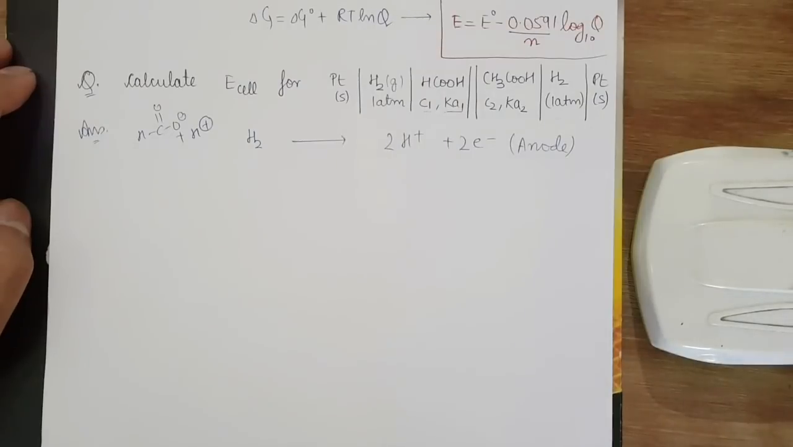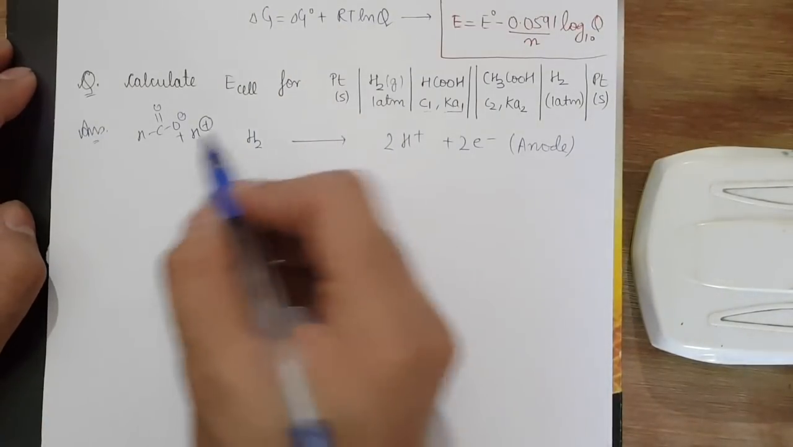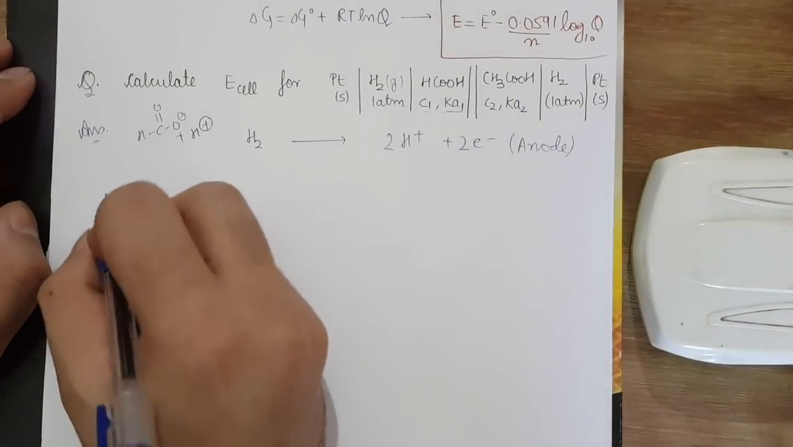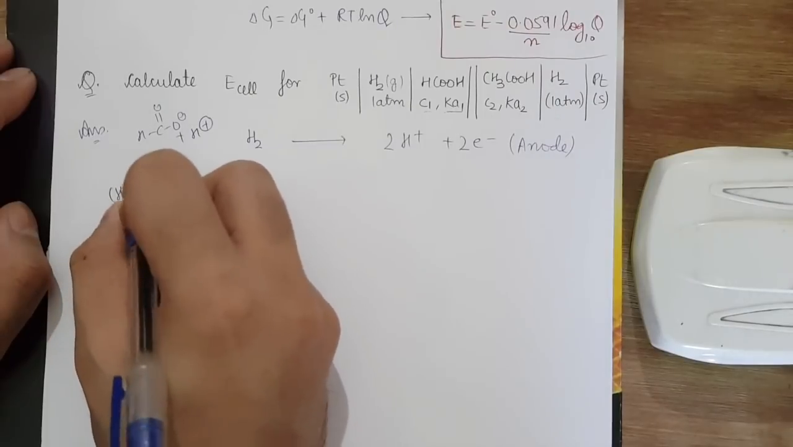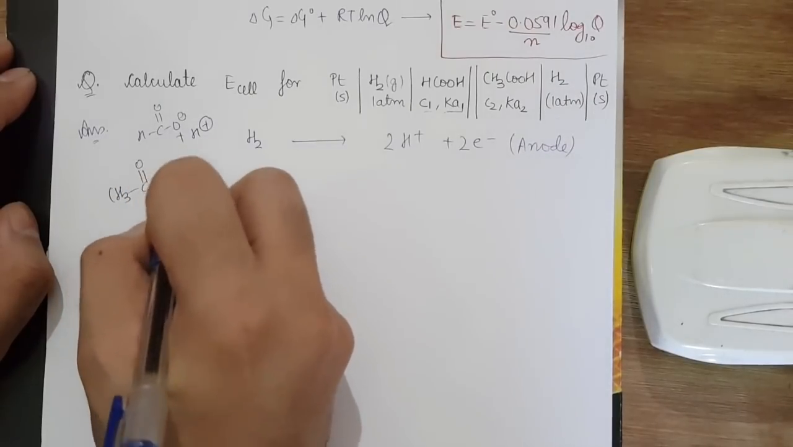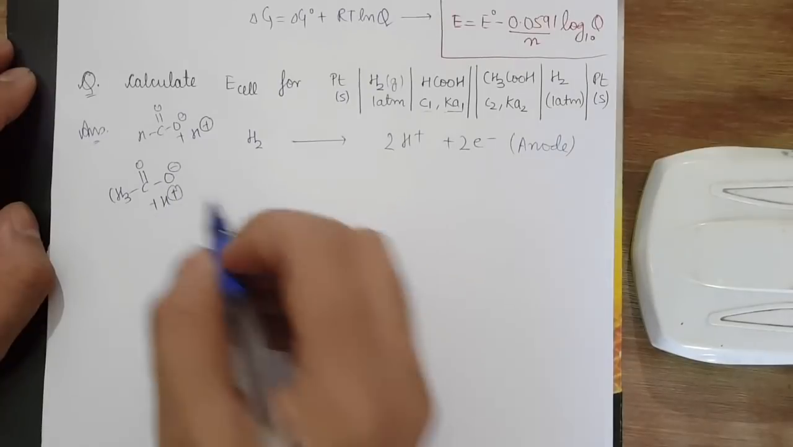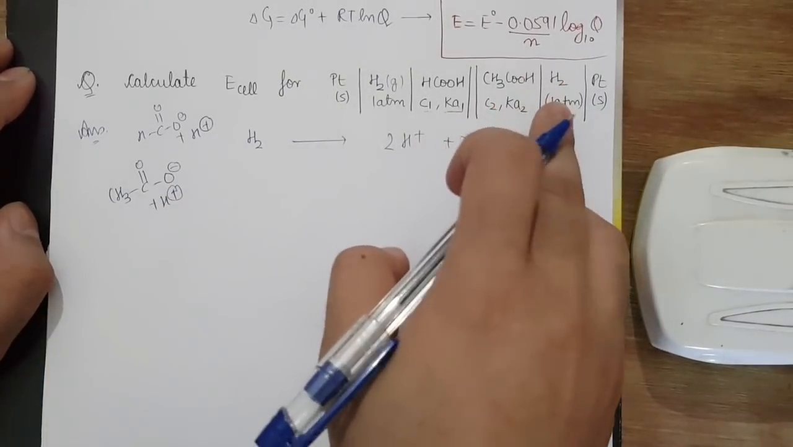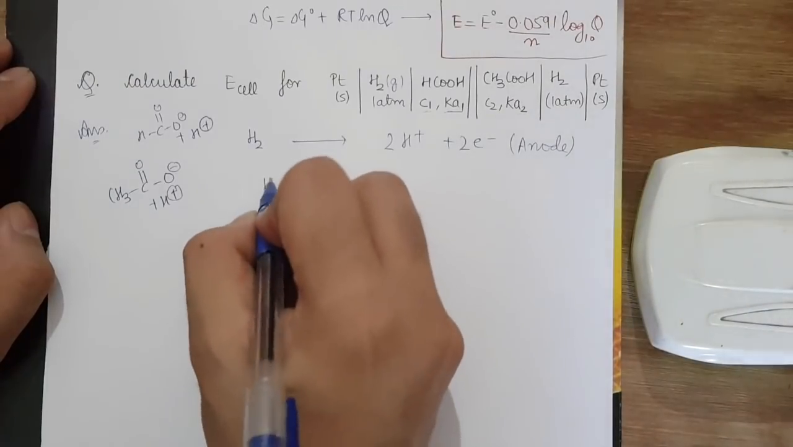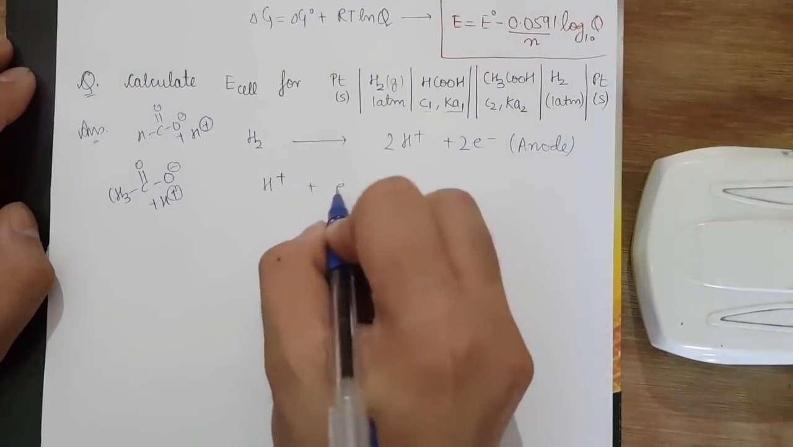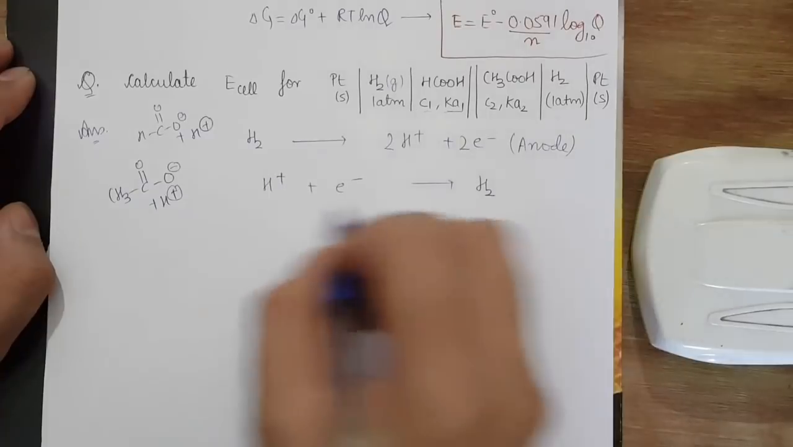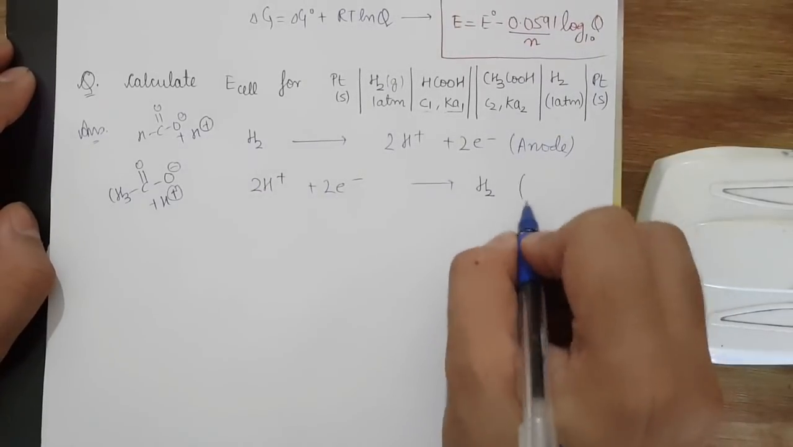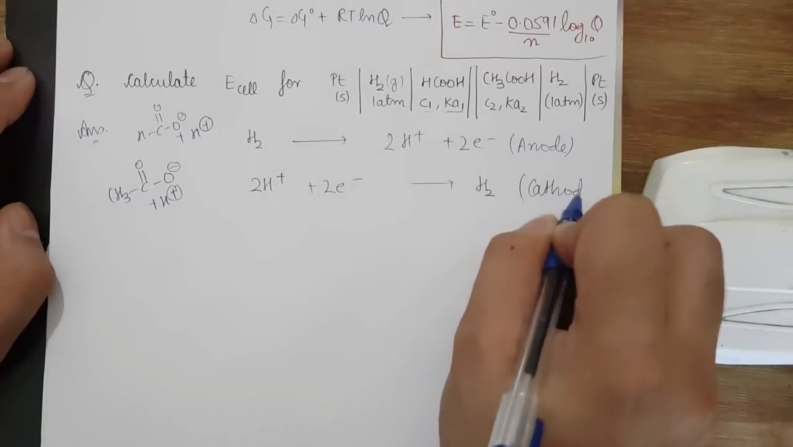Now what is the reaction which is occurring at the cathode? You can see we have CH3 C double bond OH. That can be written as CH3 C double bond O minus and H plus from here. So from this acid we get H plus which is going into H2. You can guess that reduction is happening. So H plus plus electron would give me H2. Balancing this equation, we get the equation at the cathode.